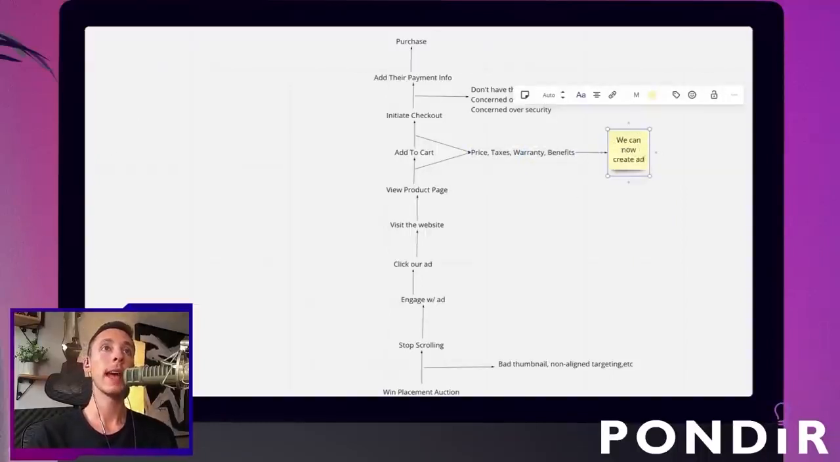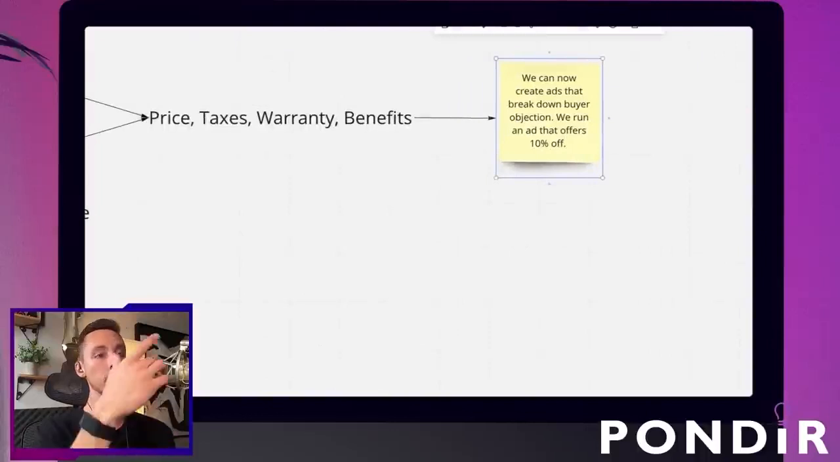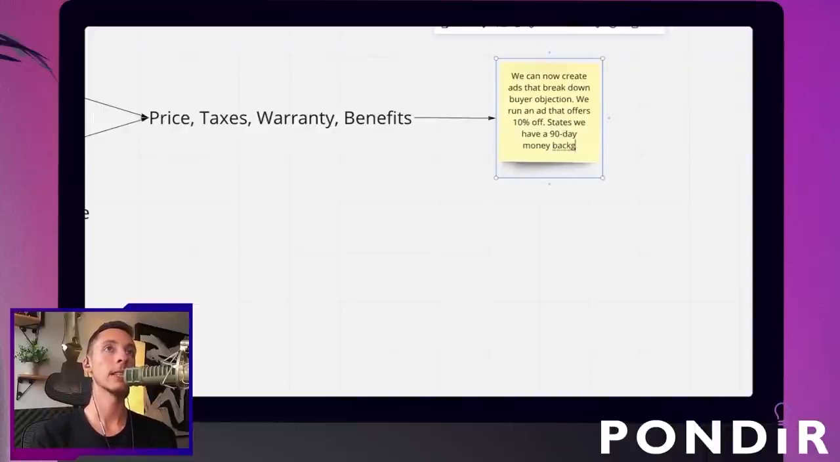We can now create ads that break down buyer objection. So maybe for price, we run an ad that offers maybe like 10% off. Or for taxes, we could also offer a discount on the main price to cut that down. A warranty: we run an ad that states we have a 90-day money-back guarantee. Benefits: we run an ad that shows a different marketing angle than we previously did. Or we run an ad that hones in on the main benefit versus the broad benefits.